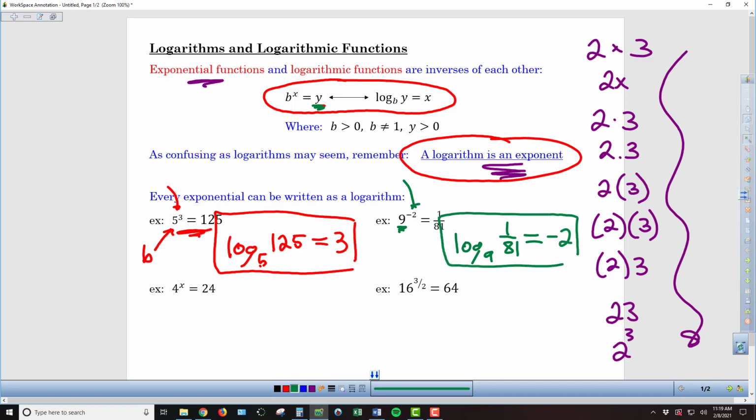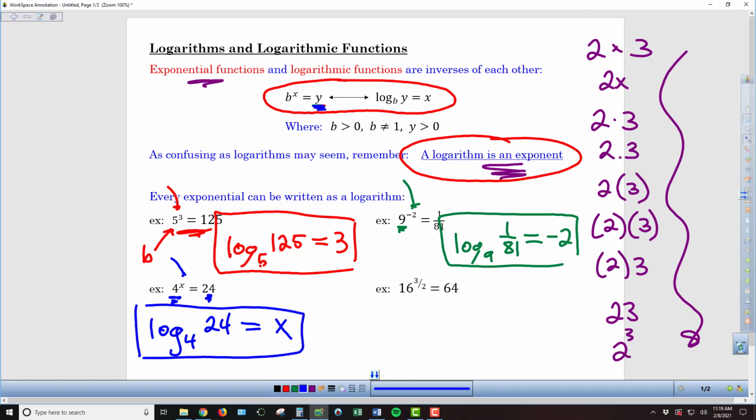For the next couple of examples, again, our base is 4 for our exponential. So that's going to become the base of my logarithm. The output of my exponential becomes the input into my logarithm. So that's 24 is going to be the input, and then a logarithm is an exponent. So my exponent in this case is x, so my exponent becomes the answer to my logarithm. Log base 4 of 24 in this case equals x.